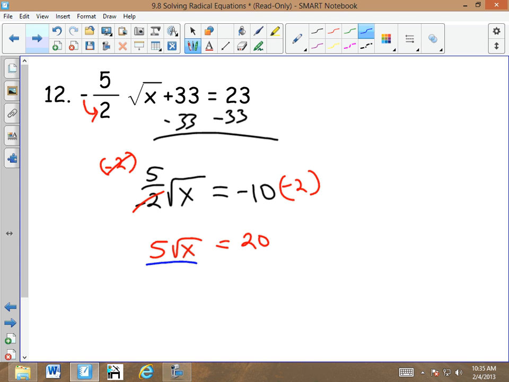How do I get rid of the 5? That's right. Divide both sides by 5. The square root of x equals 4. How do I get rid of the square root? Square it. X equals 16.